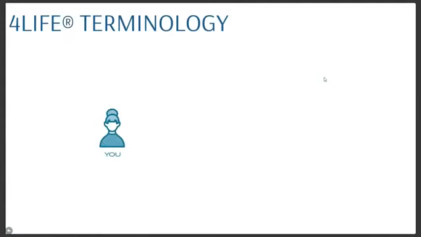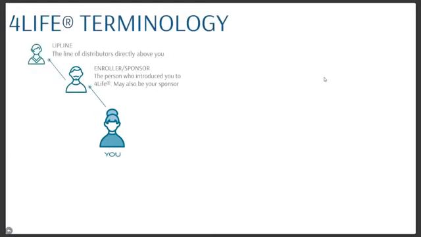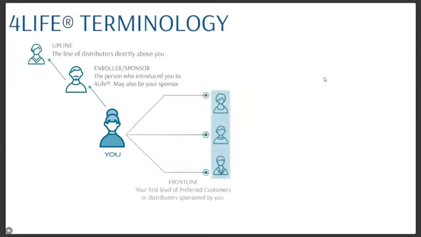Let's look a little bit at some organizational terminology now. So I want to talk about sponsors and enrollers. So sponsor is going to be the person that is immediately above you in your upline organization. They may also be your enroller. And then the enroller is the person that actually introduced you to 4Life, and they may also be your sponsor. But it's not necessarily always the same person, and we'll give some examples of what that looks like in just a second here. So upline refers to everybody that is above you in your organization.